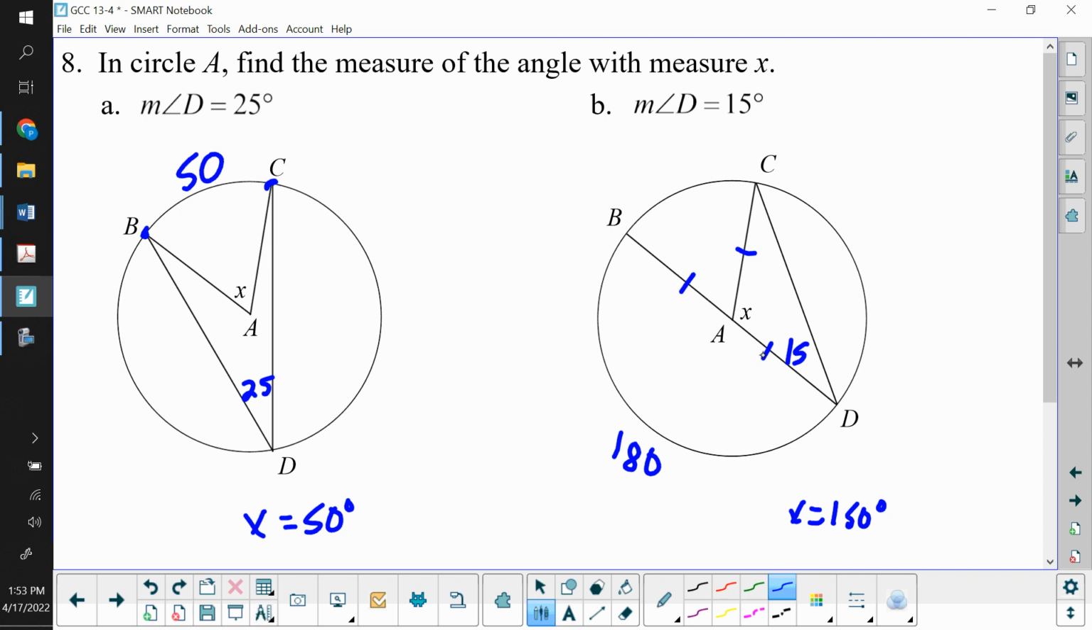Well, this now creates an isosceles triangle, making this angle C also 15. And then the angles in a triangle have to add to 180. 15 and 15 is 30, leaving us 150 for angle X. So that's two different ways we could go about solving that problem.